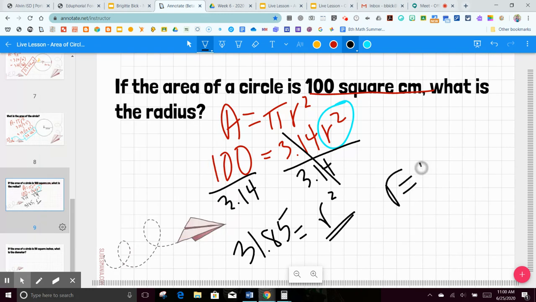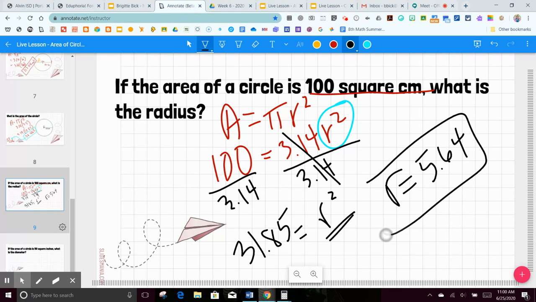So r equals 5.64. If you think about it, 5 times 5 is 25, which is less than this. 6 times 6 is 36, which is more than this. So it makes sense that our radius would fall right in between those squares.